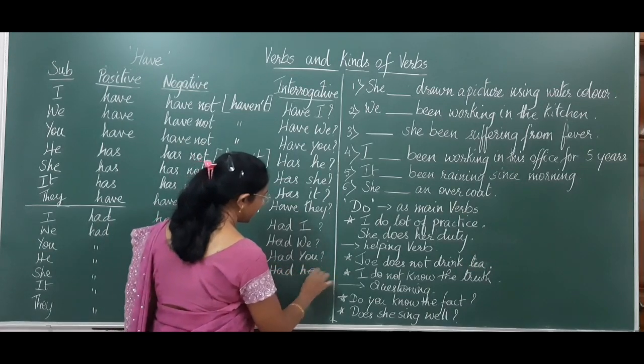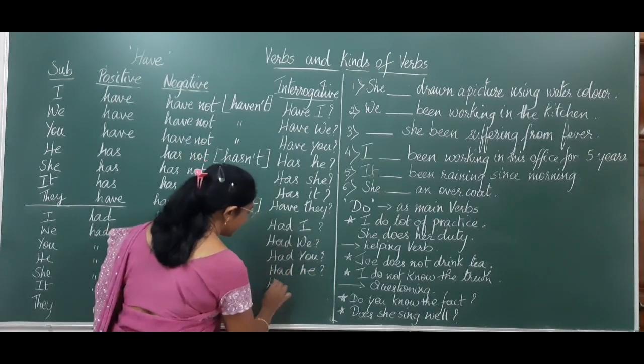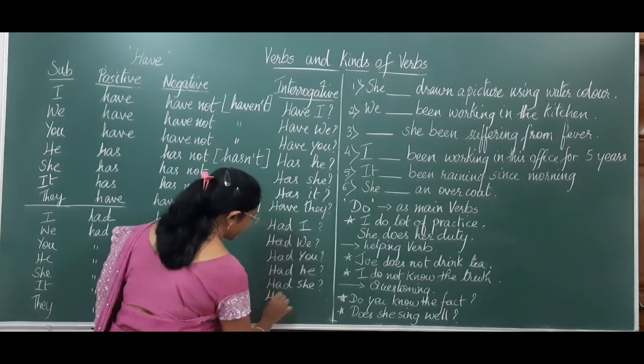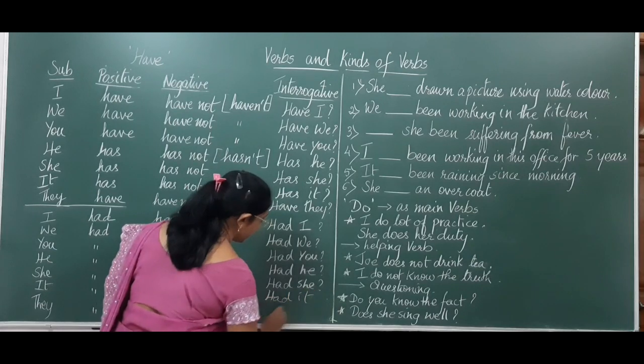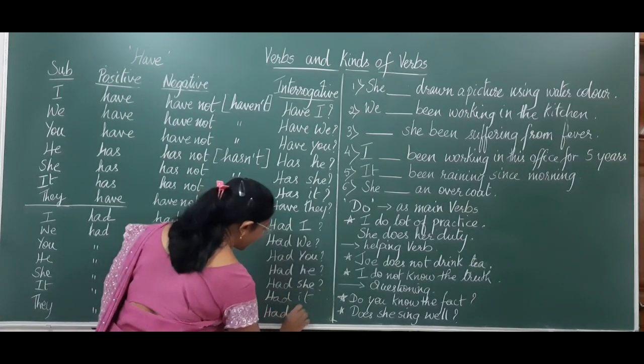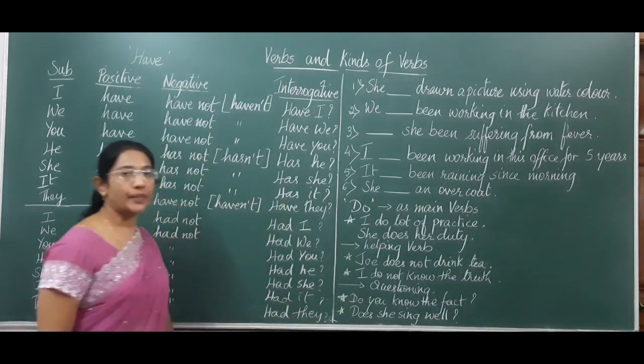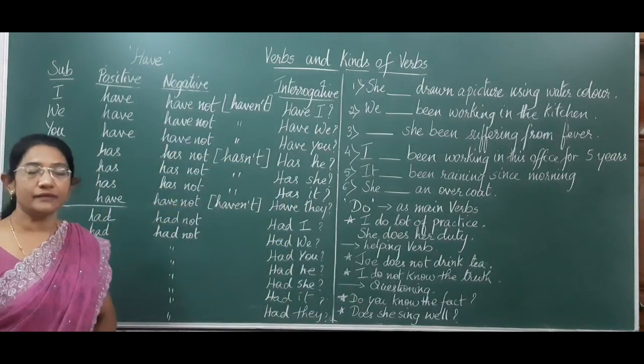had he, had she, had it, had they. Now we'll see the usage of have verbs.